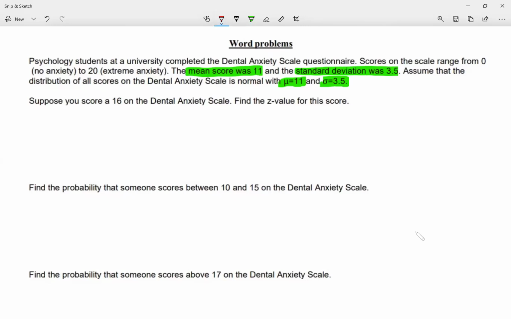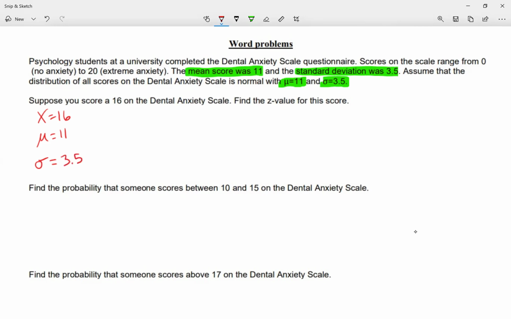So far, I know my x is 16 because that's the value I'm testing. I know my mu is 11. The average is 11. Average, mean, mu, however you're going to call it. The standard deviation, I use the Greek letter sigma. So the standard deviation is 3.5. That's what I know so far.